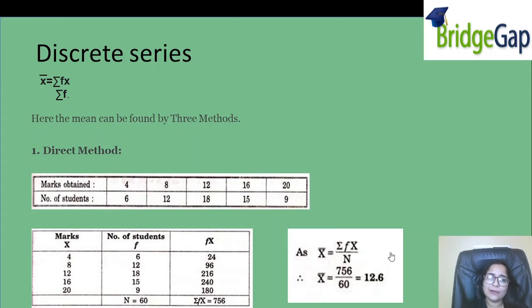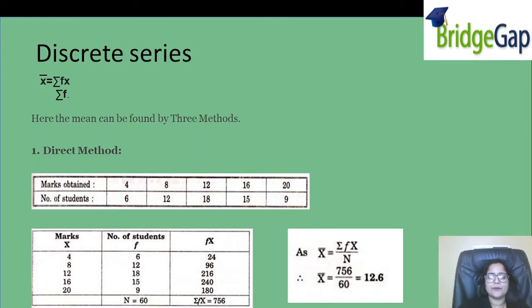Now, for finding the mean in a discrete series, first we need to multiply x and f. So x is for the marks obtained and frequency is the number of students. When we multiply them, what will be the answer for sigma fx? After multiplying them, 4 into 6, 8 into 12, 12 into 18, 16 into 15, and 20 into 9, whatever products we get, we have to sum them up. So sigma fx is 756.